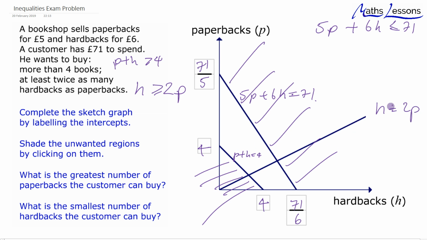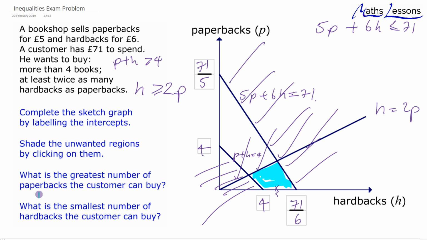Now we want to think of a number. Which side of this line are we going to shade to get h is greater than or equal to 2p? Pick a number in here. So 5 will be a good number, just around about there somewhere. 5 on the h column, and p is 0. Is 5 greater than or equal to 2 times 0? Yes, it is. So we want this. This is our region of all the numbers which are okay. It says to show the unwanted regions by clicking on them, because I took this from My Maths. You can go on My Maths and practice this.